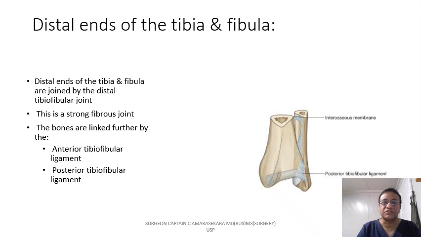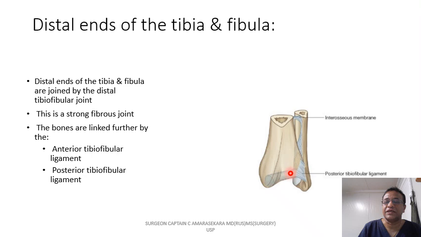Let's move on to the distal end of the tibia fibula. This distal tibia fibula joint is a very important joint. It's not actually a synovial joint, it's a fibrous joint made out of strong ligaments. So you can see here, this is our distal tibia fibula ligament. So there are two main ligaments which are supporting the distal ankle joint.